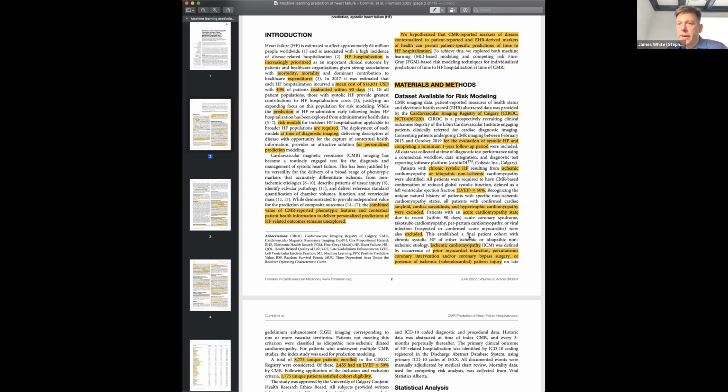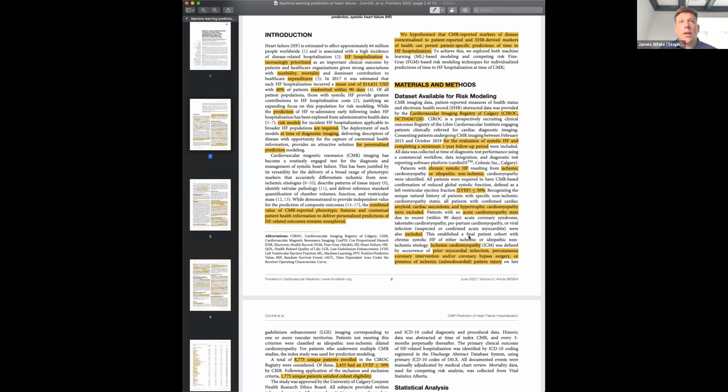Most of this work to date has been done actually with electronic health information alone, usually for the prediction of readmission, so not first admission, but readmission within 90 days. What we believed was that cardiac MRI offers a unique opportunity to gain significant phenotypic information that could be combined with electronic health information and patient-reported health to drive a machine learning-based model for prediction of heart failure hospitalization.